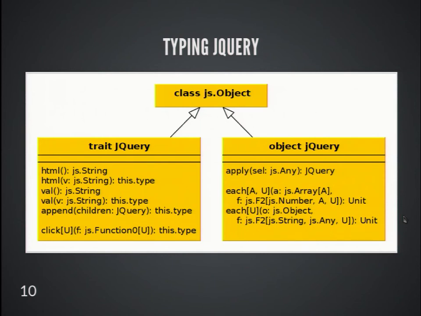So you can define the apply method, which takes anything as parameter and returns a jQuery, which is the trait on the left. And with this, you have the overloads of HTML, the getter, the setter. You have the same thing for val. You have append. And you have also parametric functions like click, etc.